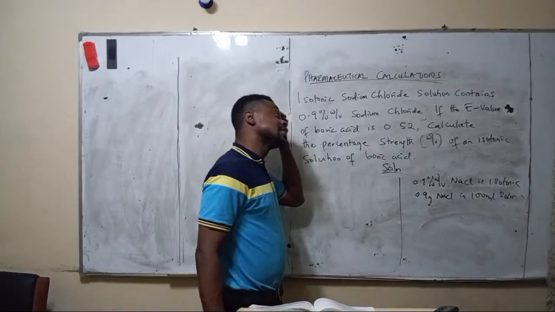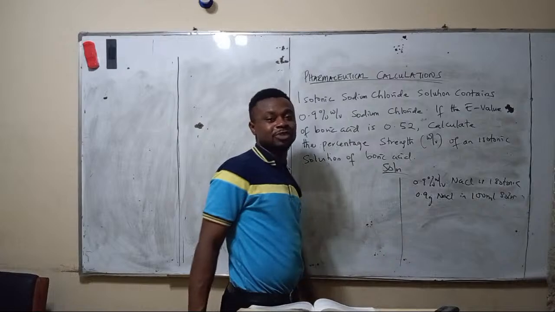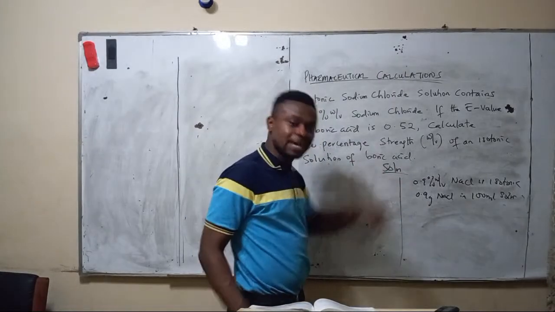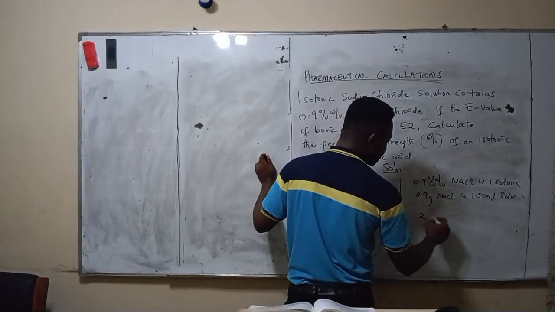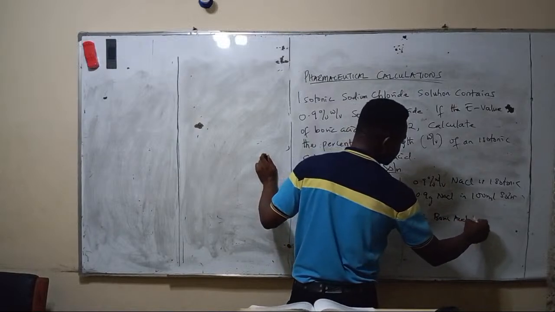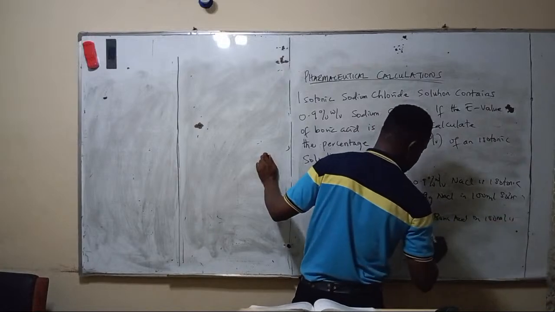So that means this percentage means a specific amount of boric acid in the same 100 ml. So everything is in the same 100 ml. So for boric acid, we have X grams of boric acid in 100 ml that is isotonic.